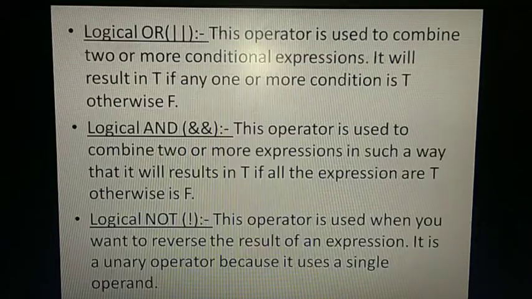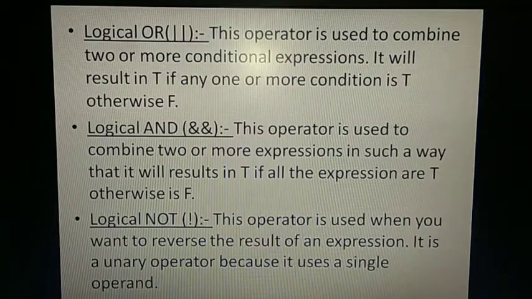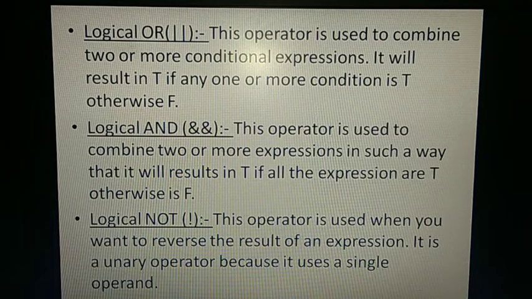Next comes what is logical or, what is logical and, what is logical not. I'll just read it out over here. Even this you have learnt earlier. So logical or is used to combine two or more conditional expressions. It will result in true if any one or more conditions are true, otherwise false.